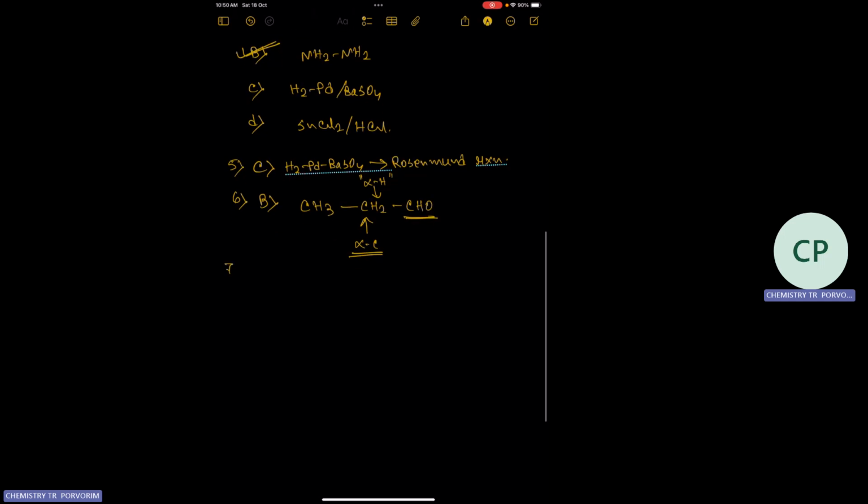Next, the 7th. Benzaldehyde, C6H5CHO, reacts with NaOH.